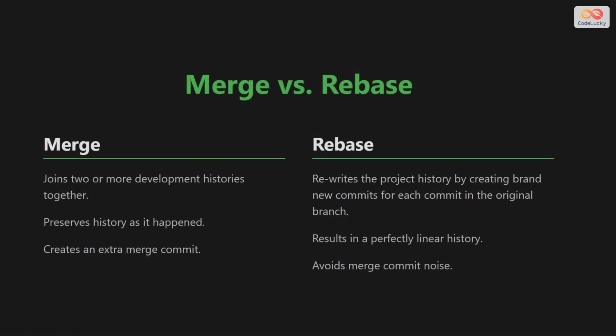When it comes to combining work from different branches, you have two main options: merge and rebase. Merging joins development histories together, creating a merge commit that ties everything up. This preserves the historical accuracy of your branches. Rebasing, on the other hand, rewrites history by creating new commits for each of your original commits. This results in a straight, linear history without any extra merge commits.